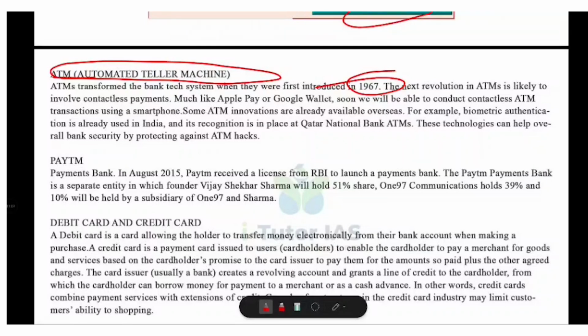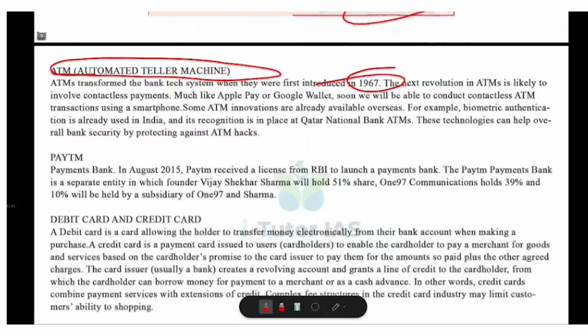And ATMs have been improving continuously. The next big changes include innovations like contactless ATM transactions. It is a very big innovation. Instead of inserting a card, we can use contactless ATM transactions. Then fingerprint, then CCTV, etc. are used. Already happening: biometric authentication is used in India. Qatar National Bank also uses advanced biorecognition ATMs. These advancements help stop ATM card cloning, PIN theft, skimming attacks and so on.